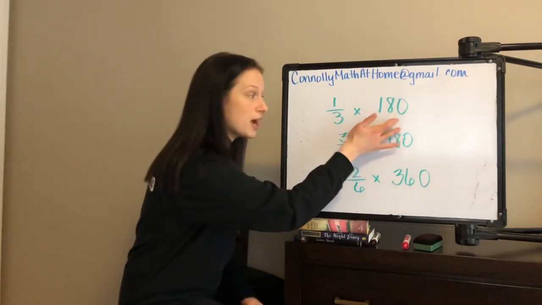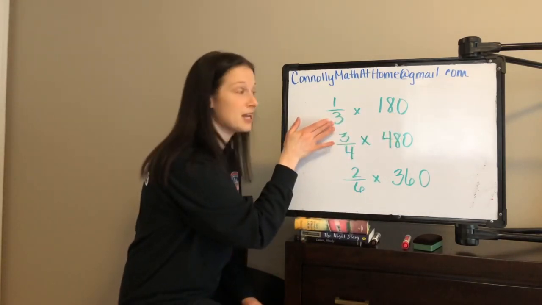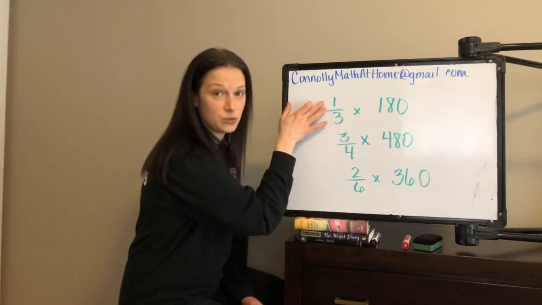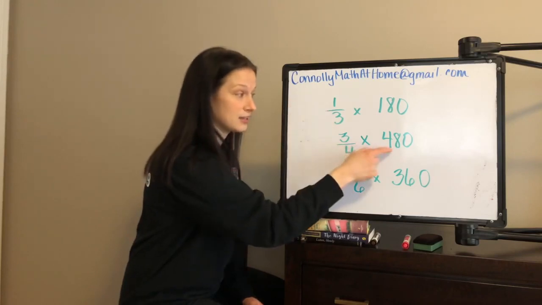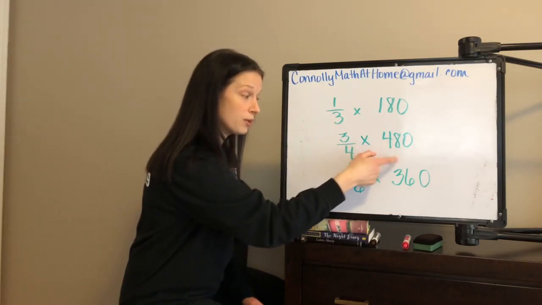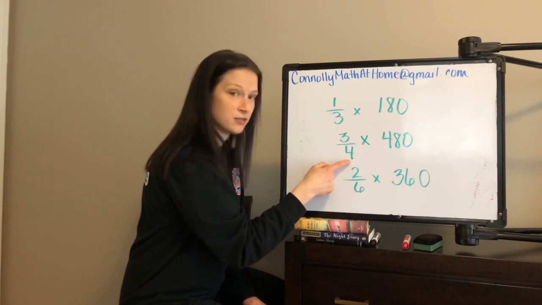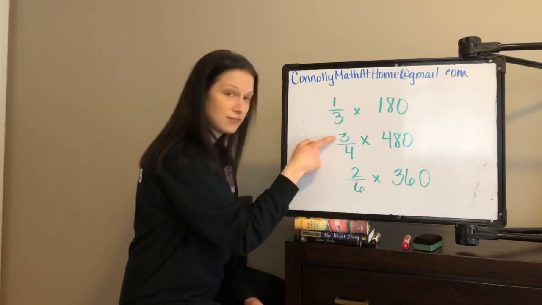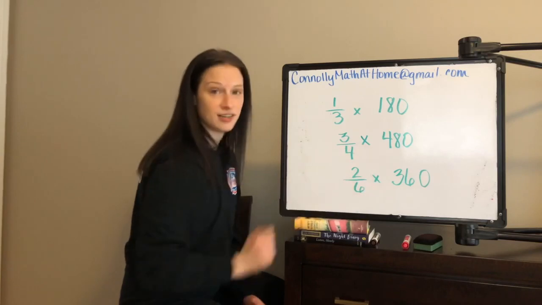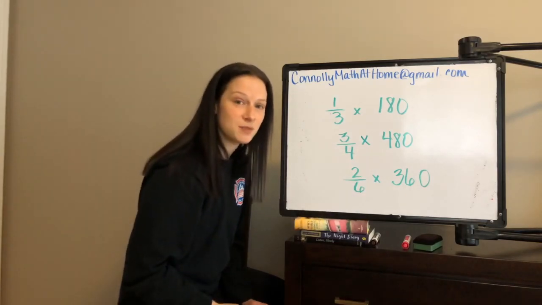Represent the whole with the fraction bar. Split it up by the denominator. Take how many pieces that you need of it. Okay, 480, make the whole. Split it into 4 equal pieces. Figure out how many of those pieces you've traveled so far. Same thing down here. Okay, if you have any questions, please reach out.